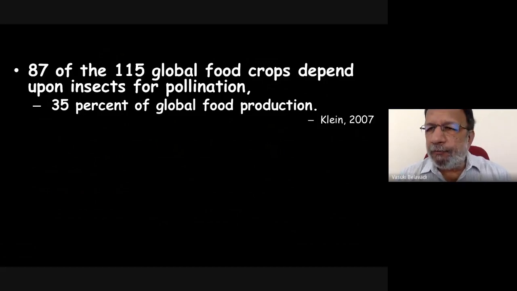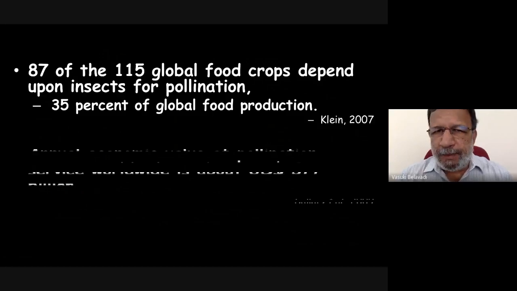35% of global food production is attributed to pollinators. Okay, so the 87 of the 115 global food crops directly or indirectly, completely or partially, depend on insects for pollination, most of them being bees. And 35% of the total global food production is attributed to pollinators, and mainly bees.